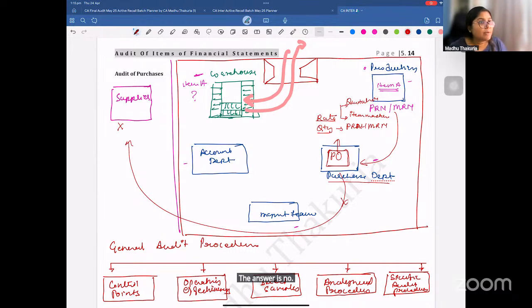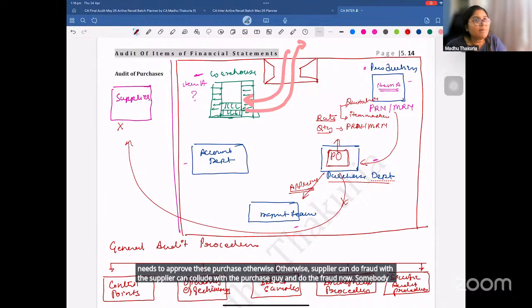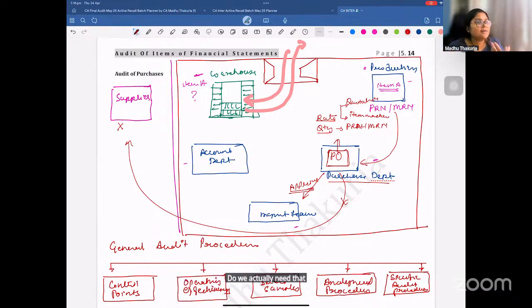Why? Because somebody from the management team needs to approve these purchases. Otherwise, the supplier can collude with the purchase guy and commit fraud. Somebody in management has to approve whether this is a correct purchase order or not. Do we actually need that material or not? So the management guy's role comes into the picture.